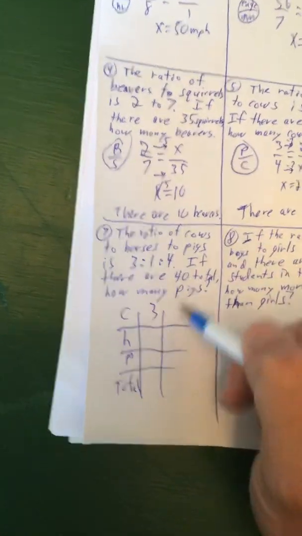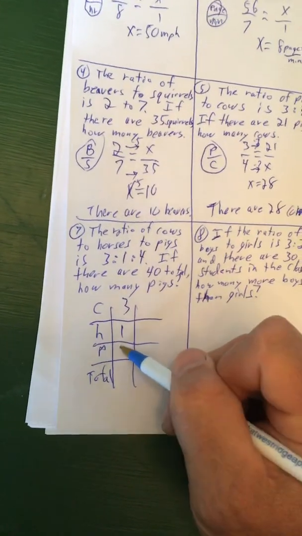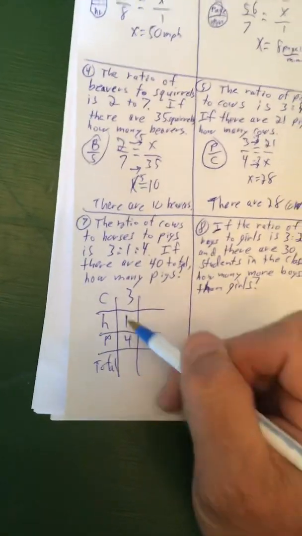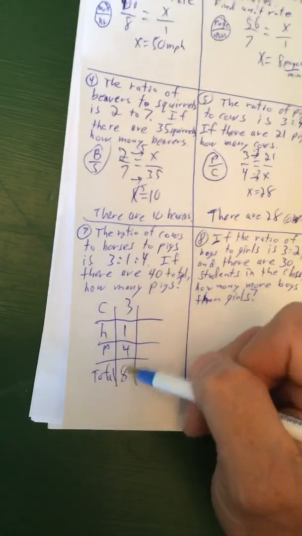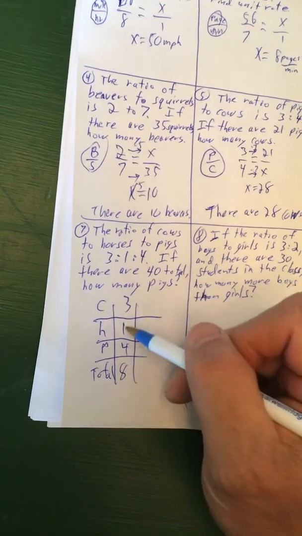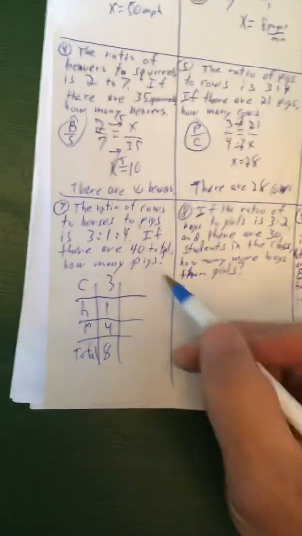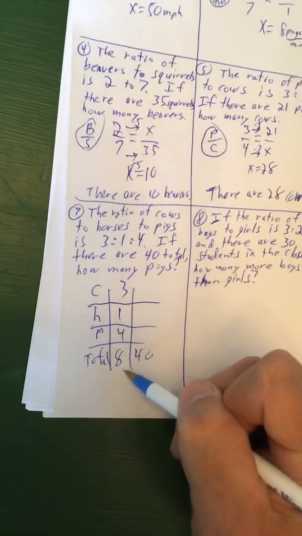The first number was 3, that's for cows. The second number is 1 in your ratio, horses, and 4 goes with the pigs. These add up to 8. 3 out of 8 are cows, 1 out of 8 are horses, 4 out of 8 or half of them are pigs. So then the total, 40 goes here.